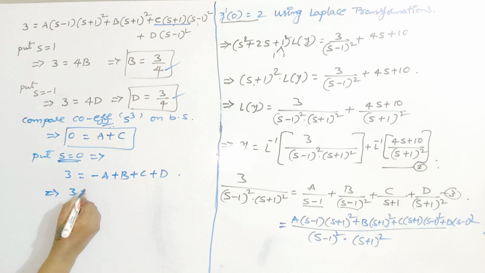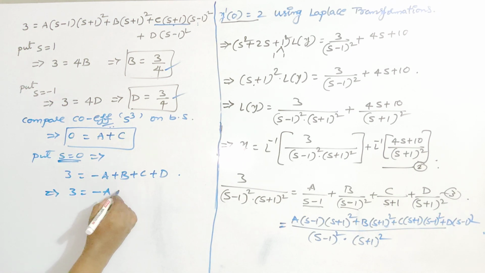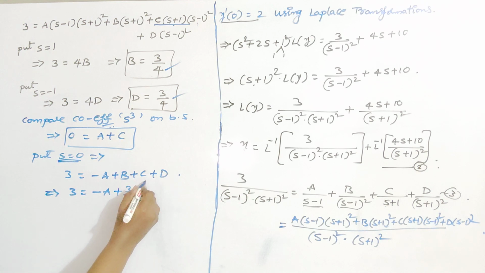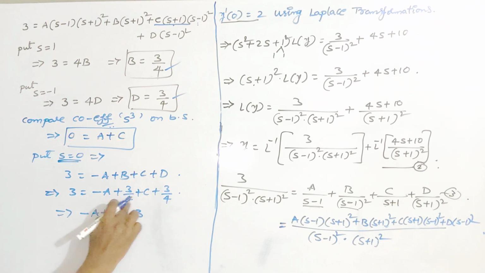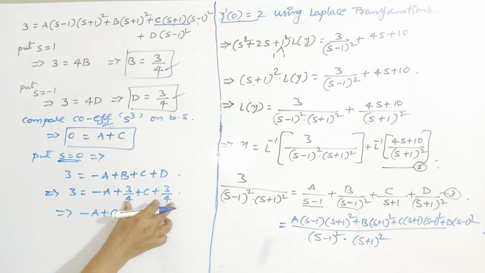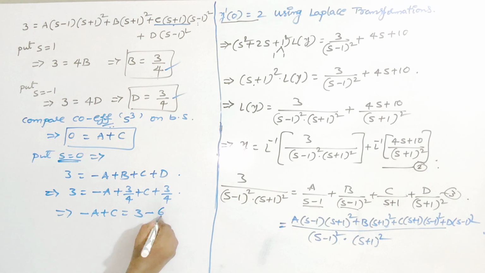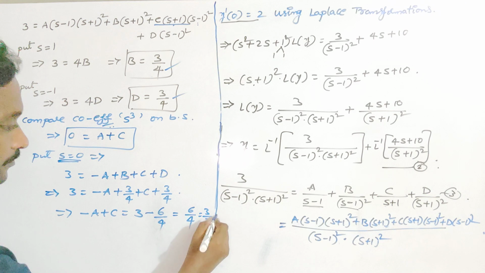Now 3 is equal to minus a. What is b value? 3 by 4. D value is also 3 by 4. So minus a plus c is equal to, already 3 is there. So what is 3 by 4 plus 3 by 4? Since bases are equal, you can add the powers. 3 plus 3, 6. 6 by 4. If you take the 6 by 4 to this side, it becomes negative 6 by 4. So 4 3s are 12, 12 minus 6, again 6 by 4. It would be 3 by 2.